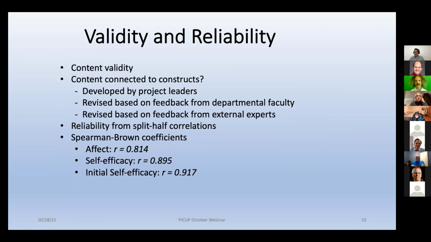First, when you develop a survey, validity and reliability are some of the first questions you want to look at. We've taken the approach at the outset that we're going to establish content validity, which basically says, is the content connected to the constructs in the survey? So we started out with the project team writing this survey and saying, okay, we think these questions reflect students' attitudes and confidence with these techniques.